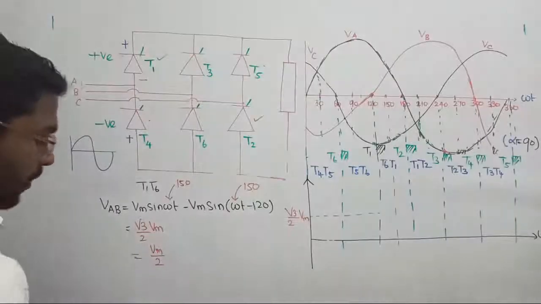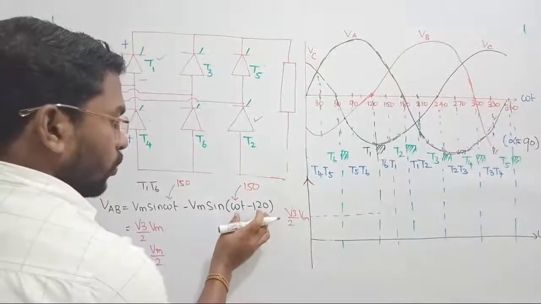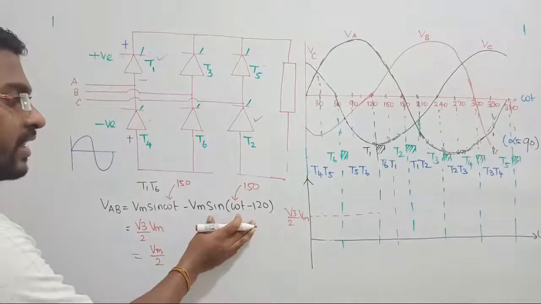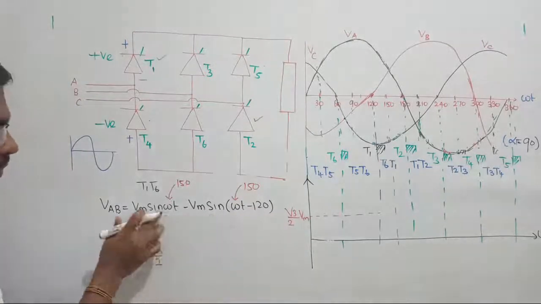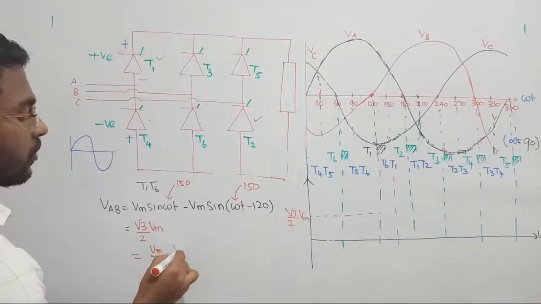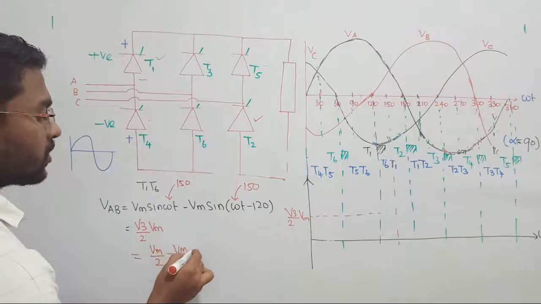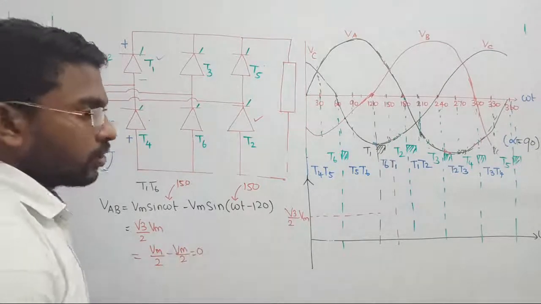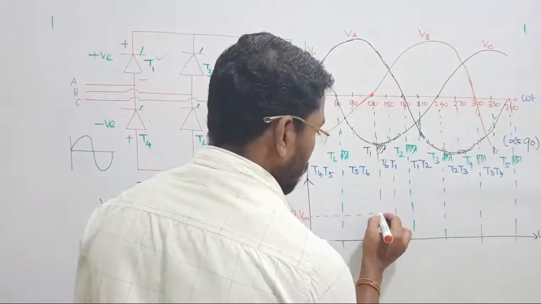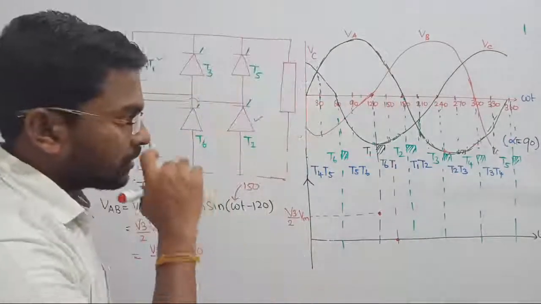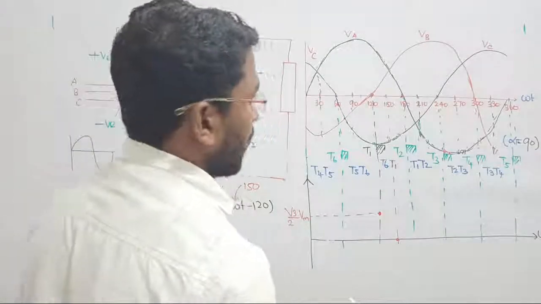Sin 30 will become 1 by 2. So minus 1 by 2 plus 1 by 2 is going to be 0. Vm by 2 minus Vm by 2 will become equal to 0, right? So we are going to get 0. Here it is going to be root 3 by 2. It's over. Next, at 180, what happens?